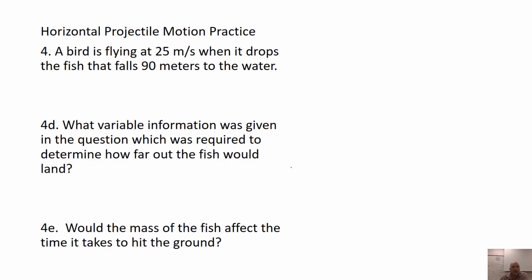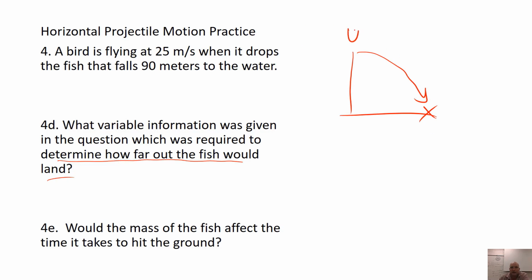So let's keep on going. This is important just to understand what you need in order to figure out a question. What variable information was given in the question which was required to determine how far out the fish would land? So what information did I need to find out that the fish was going to fall that distance?